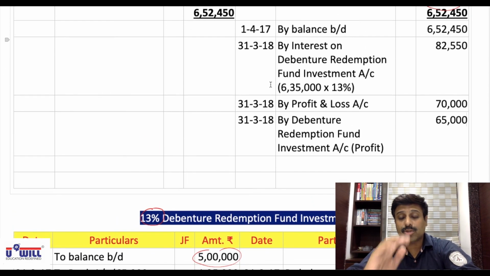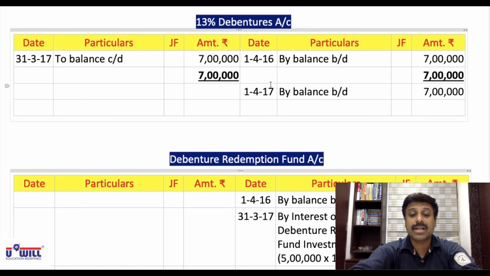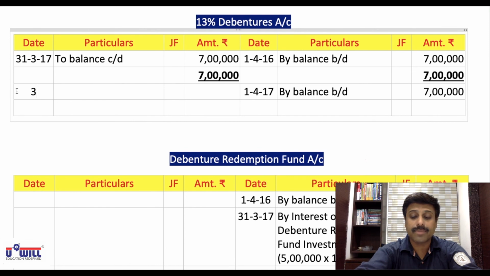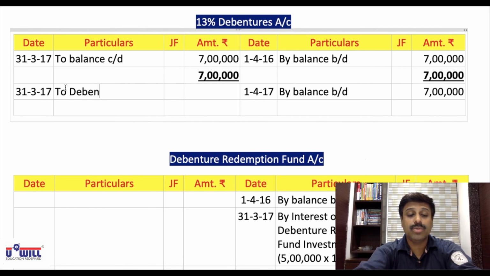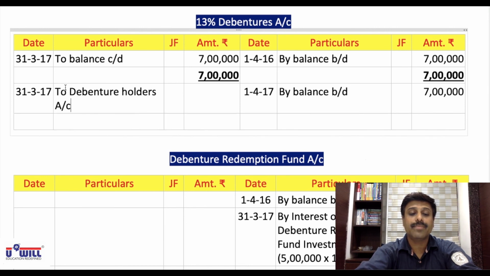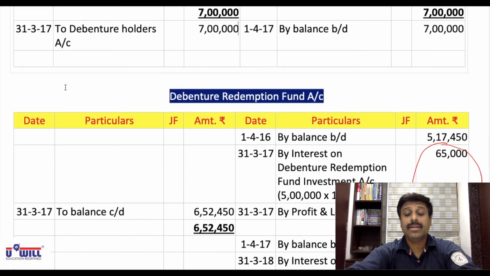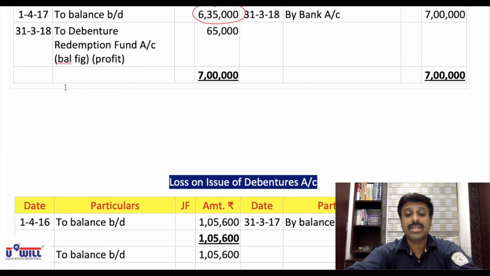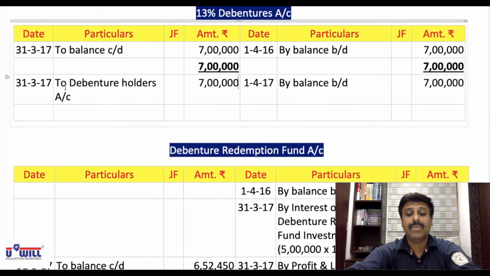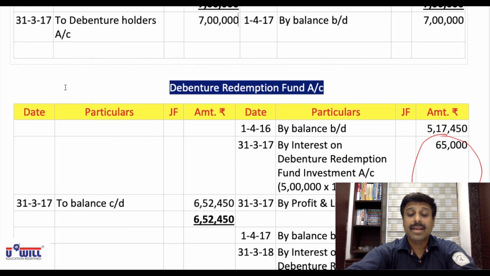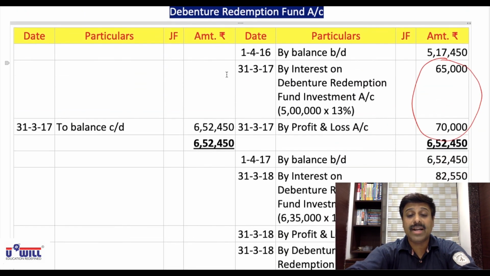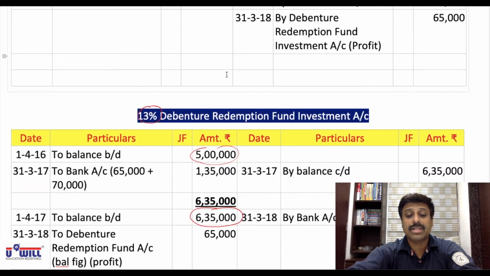So investments are sold, balance is transferred. Now debentures will be redeemed. So debentures account debit to debenture holders account. From debentures will transfer to debenture holders account 7 lakhs. And then we don't have to make debenture holders account, so debenture holders to bank entry will not come. Okay. Lastly, debenture redemption fund amount balance is to be transferred to general reserve.